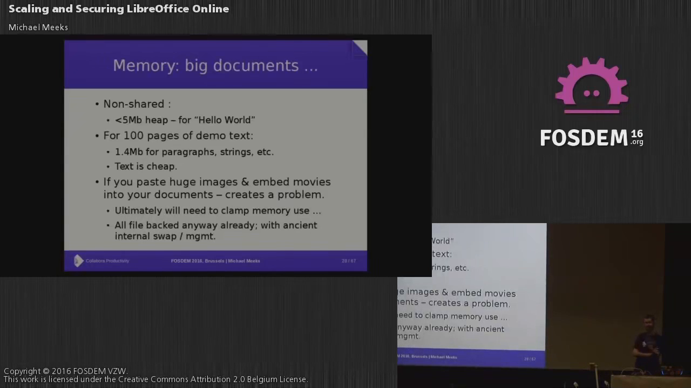So less than 5 megabytes of heap for Hello World. But Hello World is not a very good document. It's not very big. So what about 100 pages of text? For 100 pages of text, and this is just the demo text, filled out and pasted down, we get something like 1.4 megabytes, which is pretty cheap, I think.